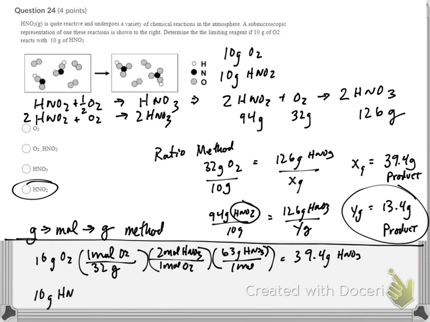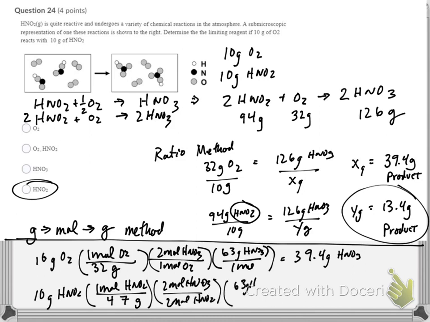If we do 10 grams of HNO2, do the same thing, convert to moles. Now we have 2 moles of HNO3 for every 2 moles of HNO2. And we convert again to grams, same step as above, and we get 13.4 grams. So same result, same answer, which is that HNO2 is the limiting reactant. 2 different methods. It just depends on whichever one you feel most comfortable with. But both of them are available to do any problem on the test since it's multiple choice. And all right, next.